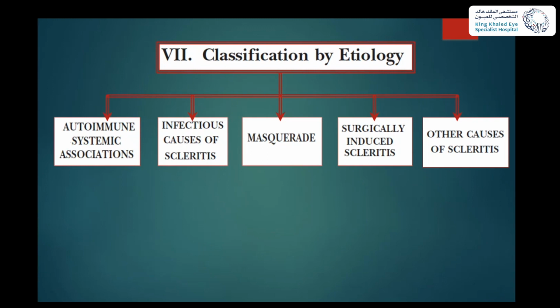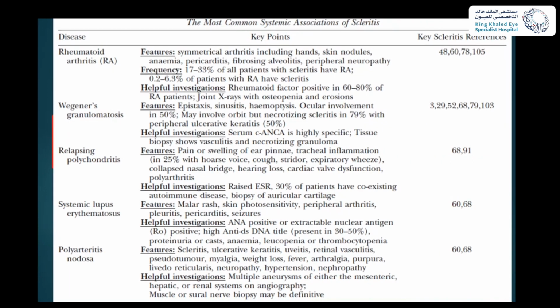But how would you classify them? There is a common way for classification. Both of them are valid. Either you classify it based on the etiology or based on the nature of the disease itself. If you talk about etiology, it is an autoimmune systemic association, and here we are talking about a list of differential diagnoses. Most common of them is rheumatoid arthritis, and almost 10% of all rheumatoid arthritis patients may present with scleritis.